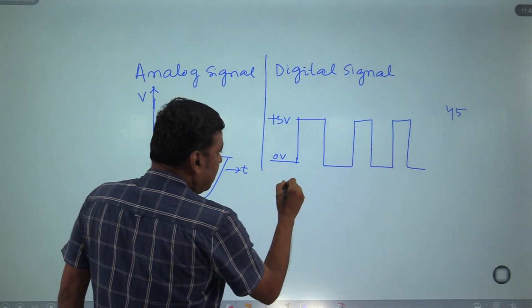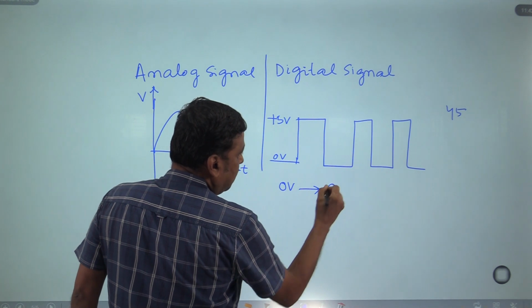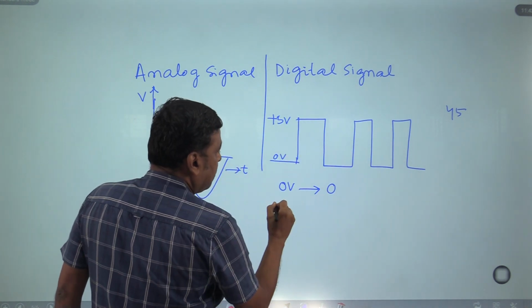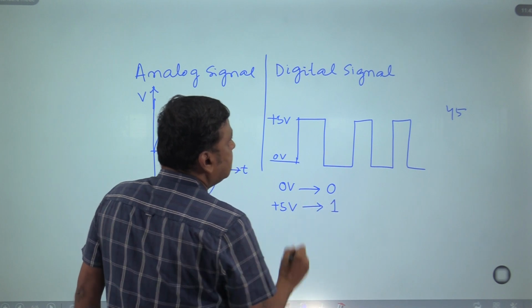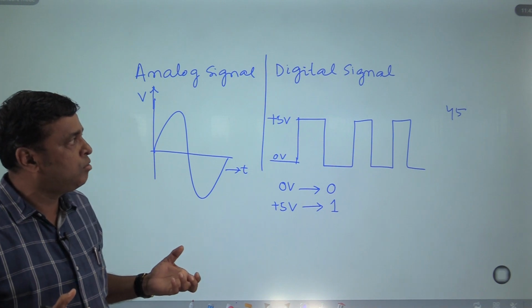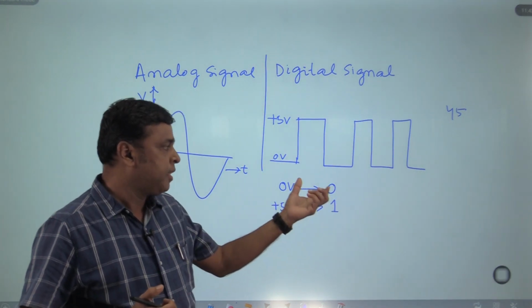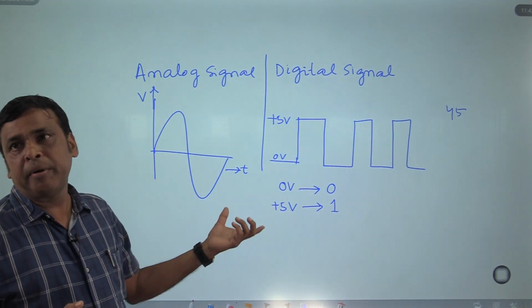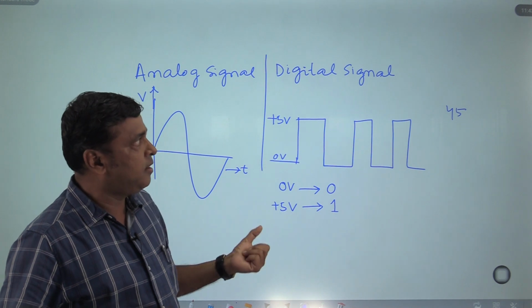So, the low level, that is 0 volt, can be represented as binary 0, and the high level, or plus 5 volt, can be represented as binary 1. Digital electronics is the branch of engineering which deals with digital signals, that is binary 0 and 1, the machine language or binary language which a computer can understand. This is as far as the digital signal is concerned.